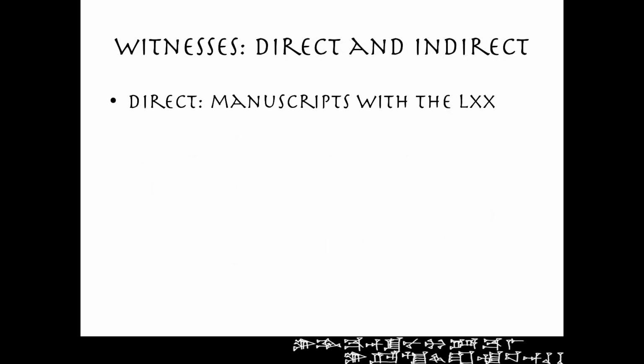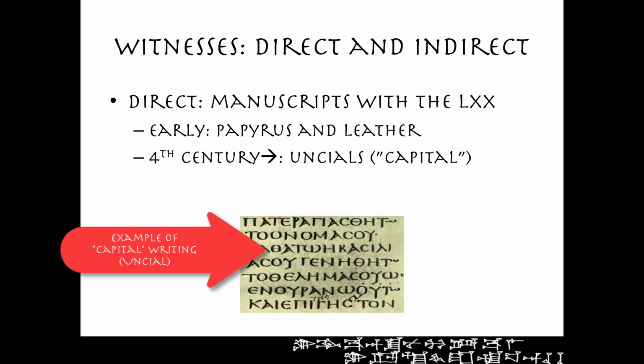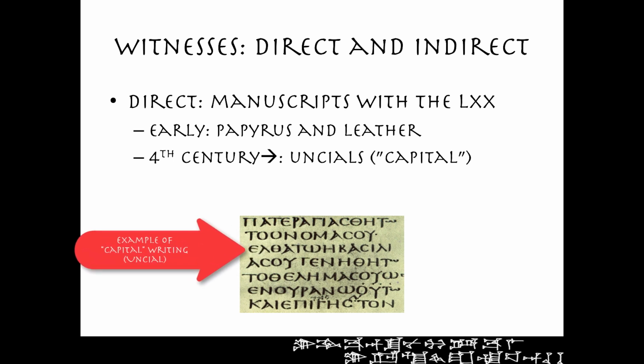So what are the witnesses that we have? Well, there are two types, direct and indirect. Direct witnesses are those actual manuscripts of the Septuagint that we have. So, early on, these early manuscripts are written on papyrus and on leather. Later, beginning in the 4th century, you begin to see these texts that are written essentially in what maybe we would call capitalized letters. These are called uncials. And as you can see there, they look like they're in capital Greek letters.